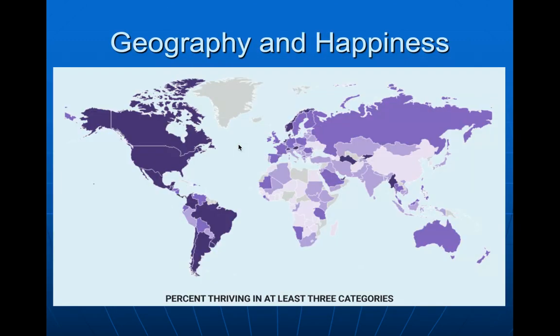Geography and happiness. Okay. The darker the purple category, the higher the percent of people thriving in at least 3 different categories for how they measured happiness. You will notice that all of these maps are showing you a common theme. They are using a physical description of a place, in this case the location on a map, to communicate some sort of information to you, the viewer.